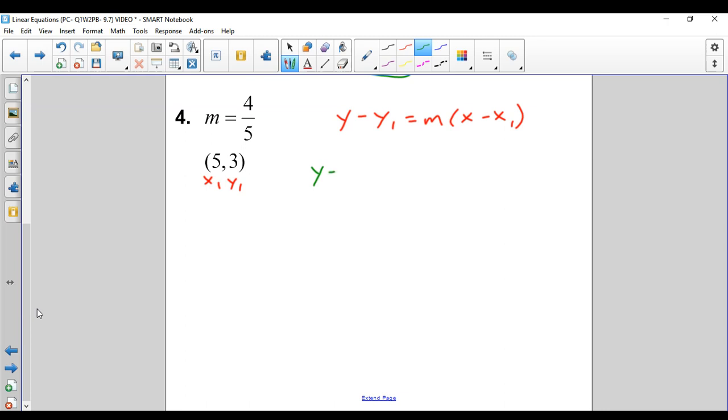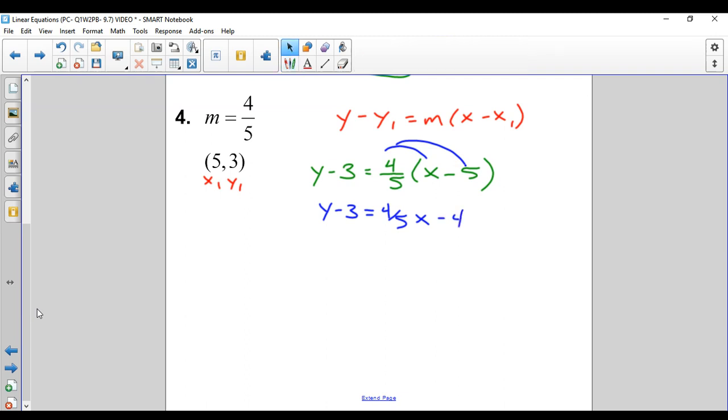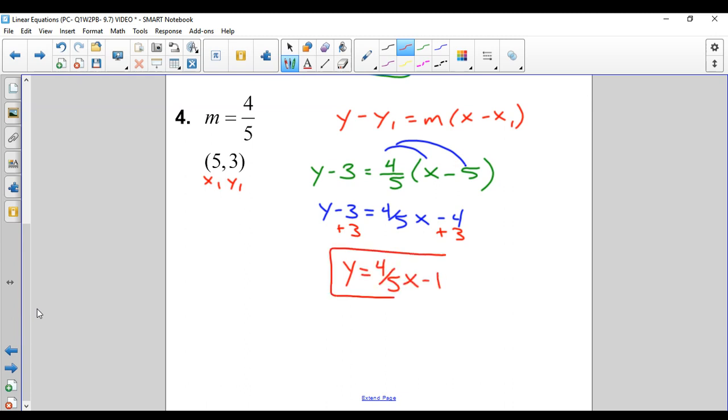So we go y minus 3 equals 4/5 times x minus 5. You distribute the 4/5. First part's easy. 4/5 times x is just 4/5 x. 4/5 times -5, it just happens to be -4. We add 3 to it after that. And we have our equation. No need to plug anything back in. That's why I personally like point slope form. So we have that.